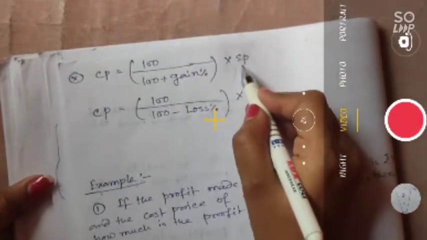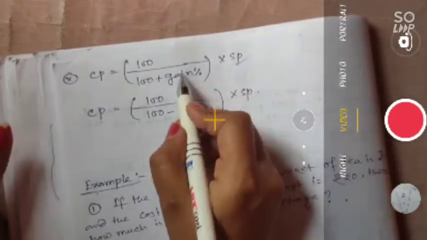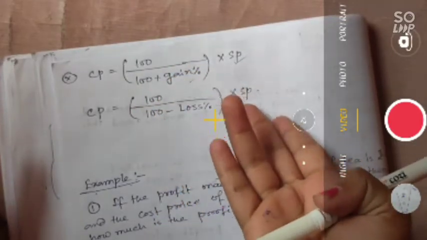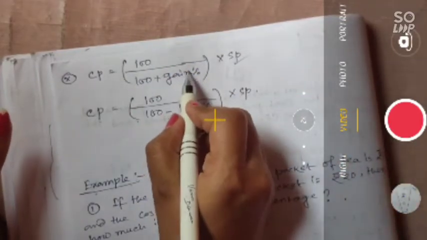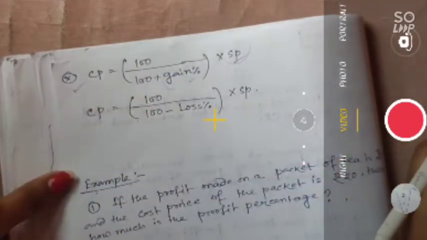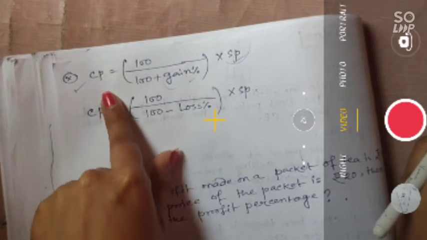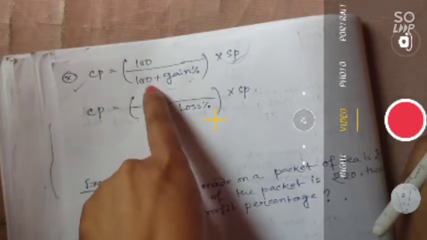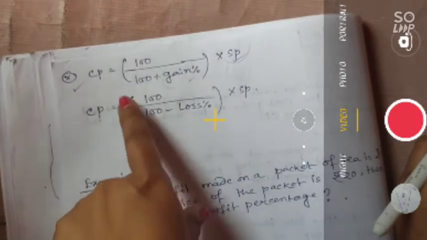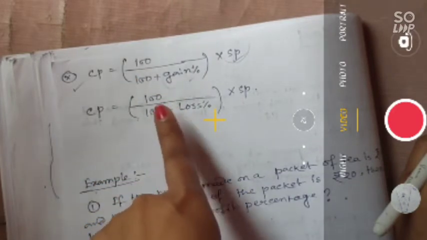When in a question SP and profit are given, gain means profit, okay, gain is another name for profit. So when in a question profit percent and SP is given but you have to find CP, how can you find that? CP equal to 100 by 100 plus gain percent into SP, and CP equal to 100 by 100 minus loss percent into SP.